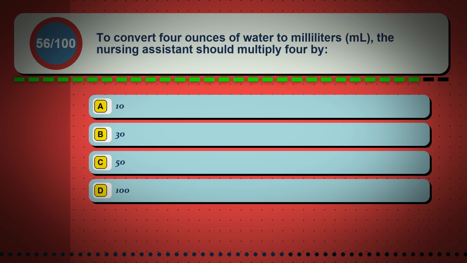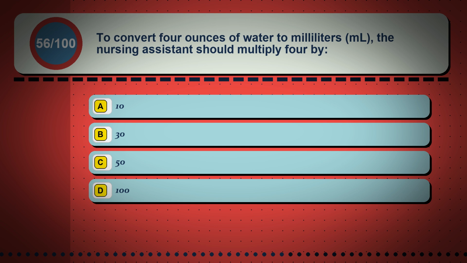Question 56. To convert 4 ounces of water to milliliters, ml, the nursing assistant should multiply 4 by option A, 10, option B, 30, option C, 50, option D, 100.